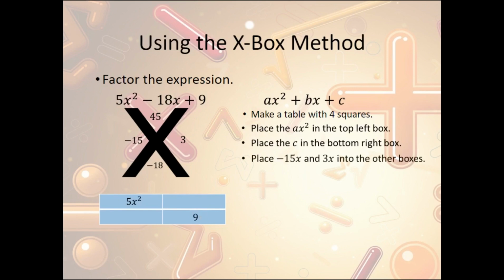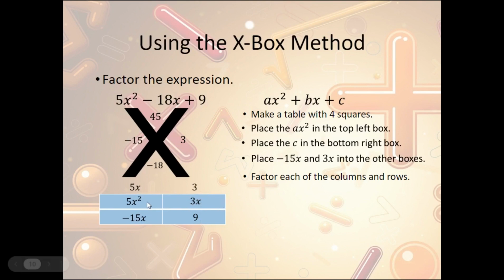Now we're going to place negative 15x and 3x into each one of the boxes. And it doesn't matter which one you place it in. So we'll put negative 15x there and 3x here. Now we're going to factor out what we can, trying to find a common factor. So between 5x squared and 15x, there's a 5x in common. So that's what we would factor out. So we'll go ahead and just put it at the top of the box. Then we'll do this one, 3x and 9. Well, 3 is in common between those two, so we'll put a 3 at the top.